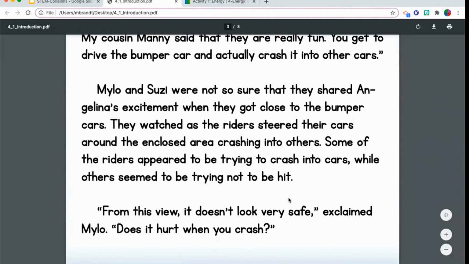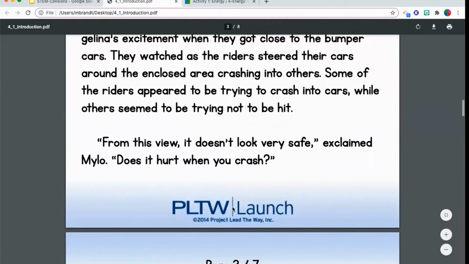Milo and Susie were not sure that they shared Angelina's excitement when they got closer to the bumper cars. They watched as the riders steered their cars around the enclosed area, crashing into each other. Some of the riders appeared to be trying to crash into cars, while others seemed to be trying not to be hit. "From this view, it doesn't look very safe," exclaimed Milo.